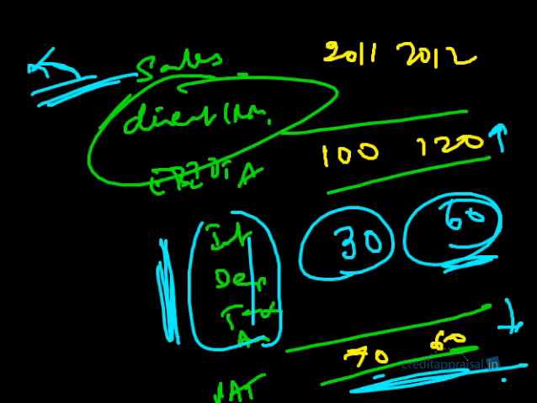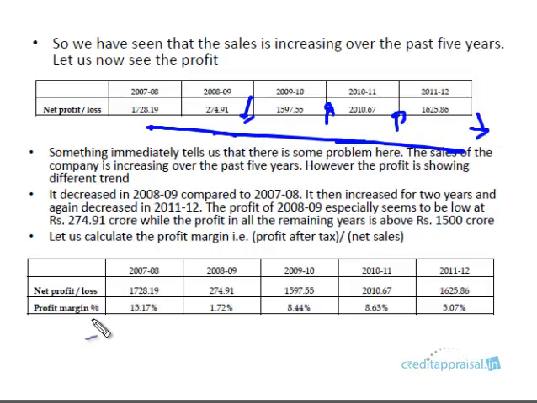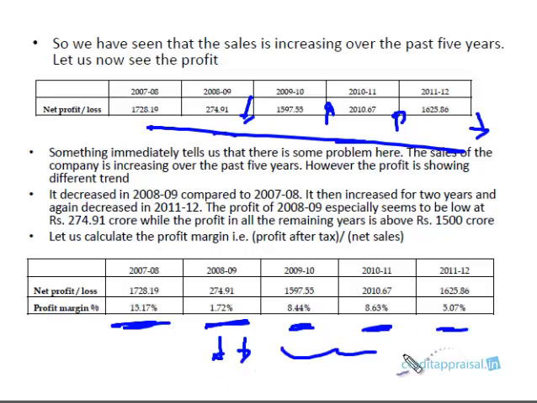So for a moment, let's once again look at the profit. For this company, the profit is like this. It decreases here, increased and again decreased. So we also calculate the profit margin. The company actually had a very healthy margin of 15% 5 years back. Then it came down drastically to 1.72, very low. Then increased to 8.44, 8.63. These are okay, profit percentage wise.